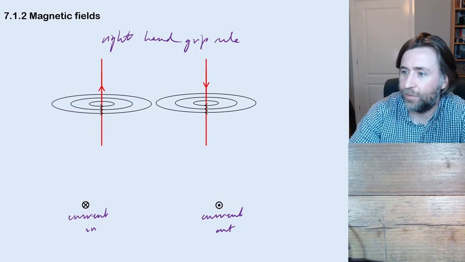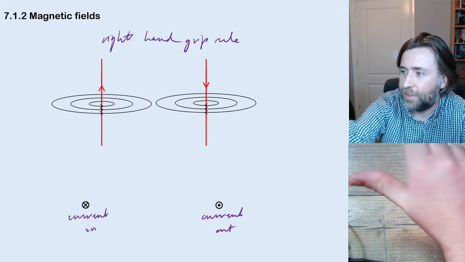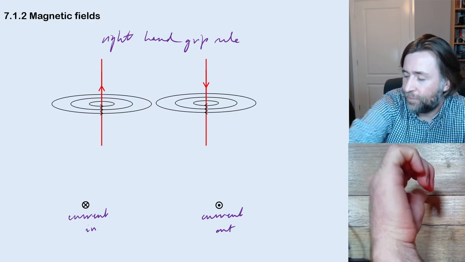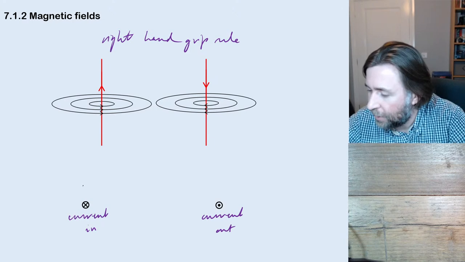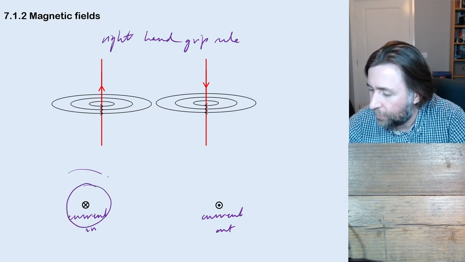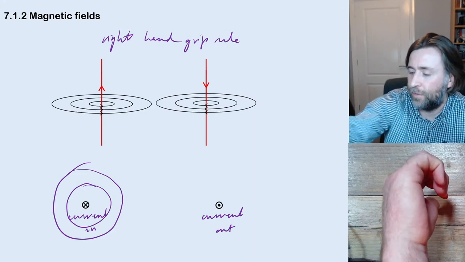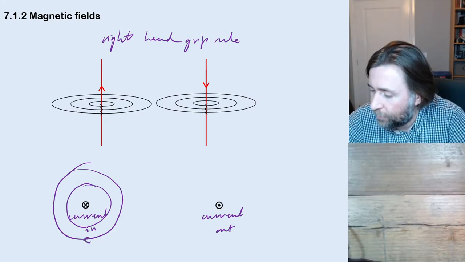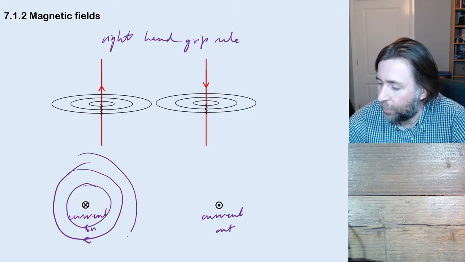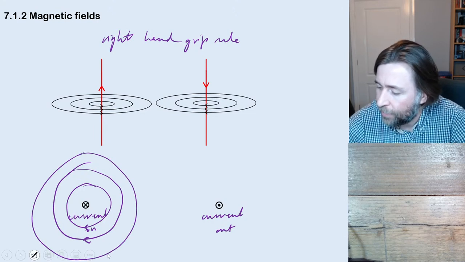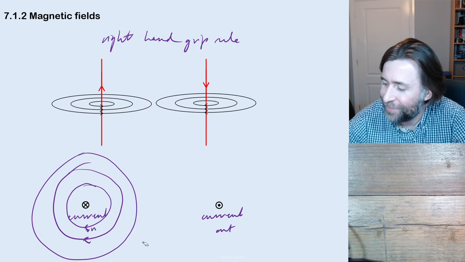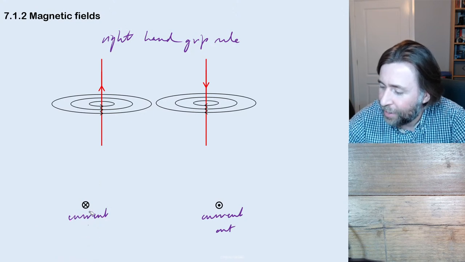So again, we can use our right-hand grip rule. The first one on the left is the current going down into the page. So I could draw the field lines like this, and the fingers tell me the direction of them, this way. I probably want to draw about three each time, fit it on there. And then for the other one, the current out of the page.